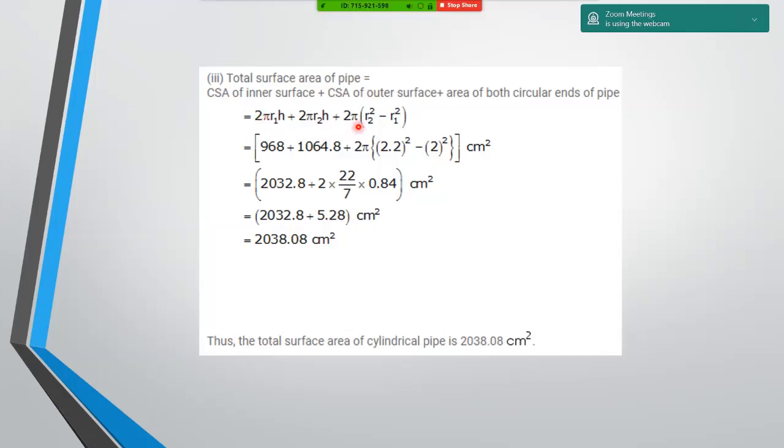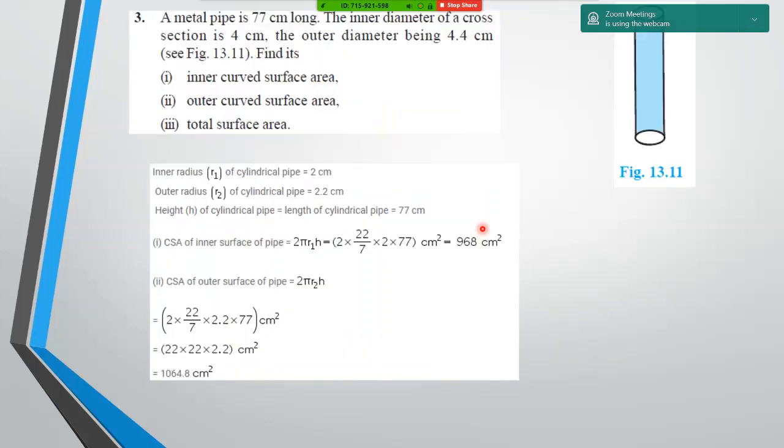Wherein R2 is the external radius and R1 is the internal radius. So for one bangle the area is pi R2 square minus R1 square, but there are two bangles at the top and the bottom. So it is not the curved surface area, it is the surface area of those bangles we are talking about. So is the concept done? It is nothing but CSA1 plus CSA2 plus area of both the circular ends of the pipe. Please finish this off. Try doing it till then I'll move to the previous slide, because Siddharth has still not completed.